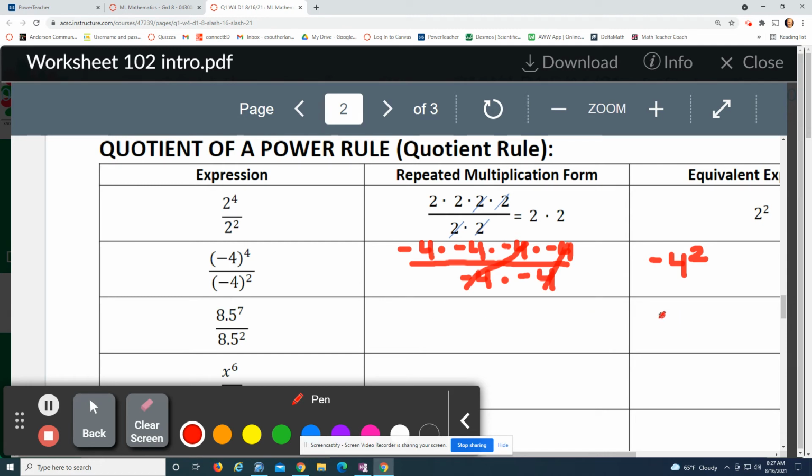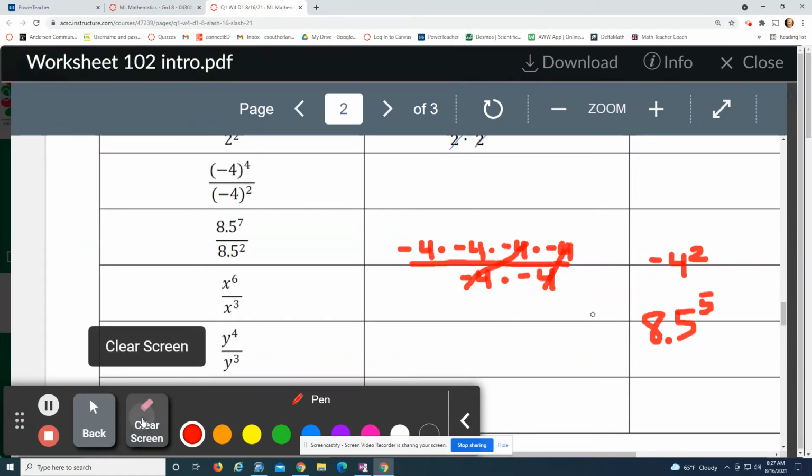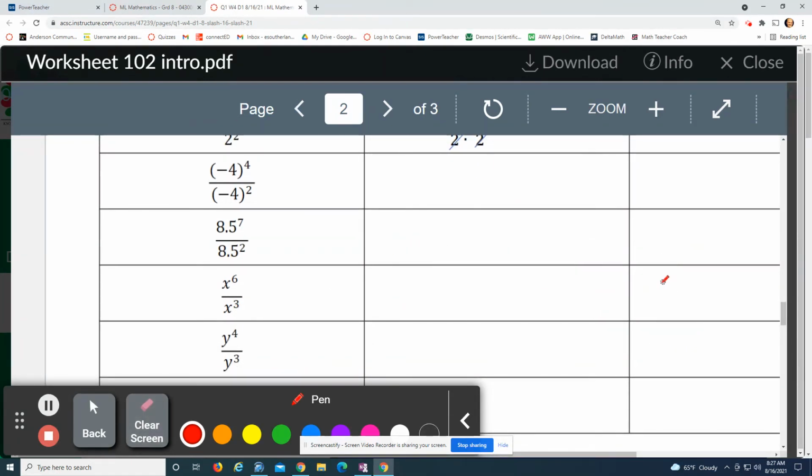So 8.5 would become 8.5 to the what power? It's 7 and 2. Yeah, we can just subtract them. 8.5 to the fifth. And then x to the sixth over x to the third would become x to the third. And y would become y to the first.